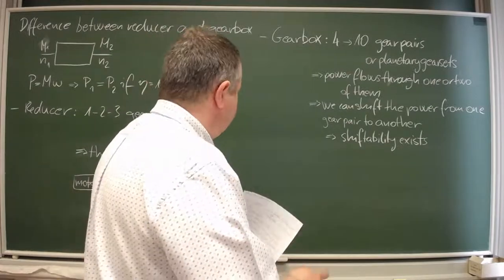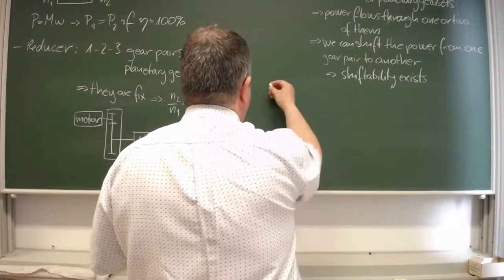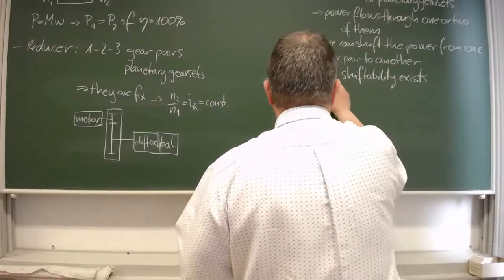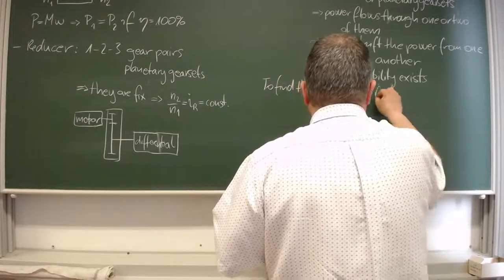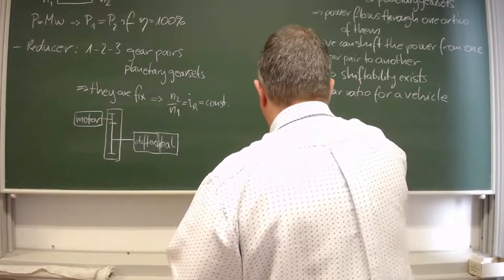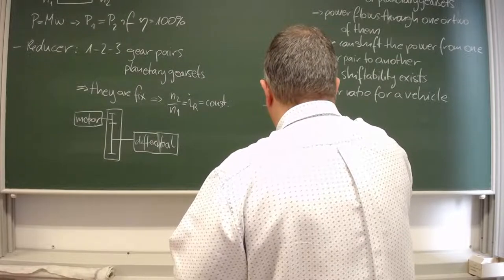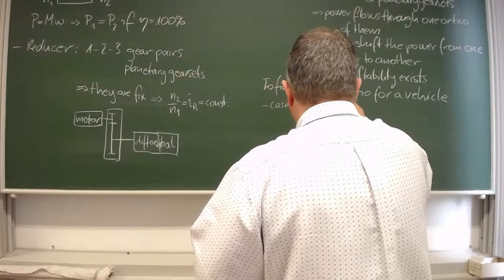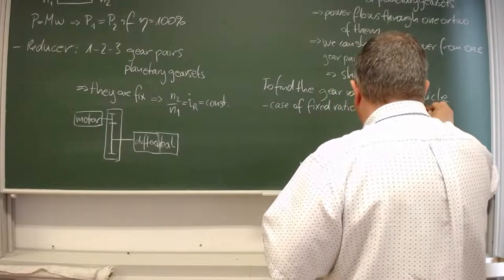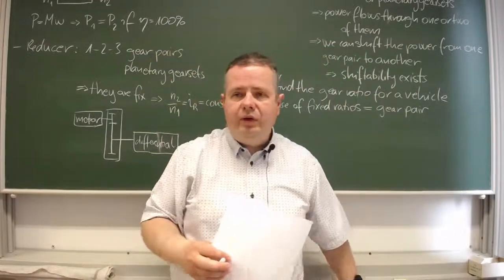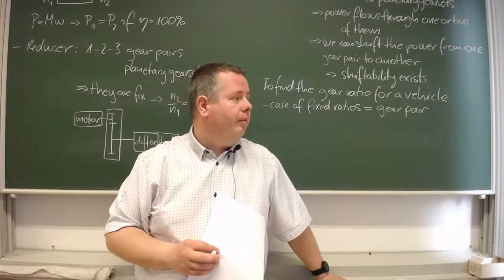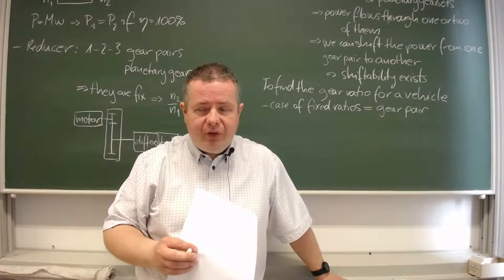Now, let's have some words about how to find the gear ratio for a vehicle. Case of fixed ratios. That means gear pair. How to find the transmission ratios for a given vehicle? You may have a bicycle, you may have a locomotive, you may have even a ship, or even a propeller-driven aircraft. You've got to find the appropriate gear ratio.